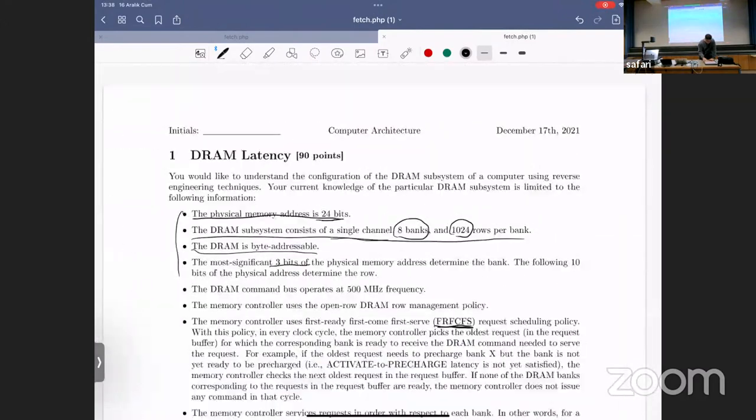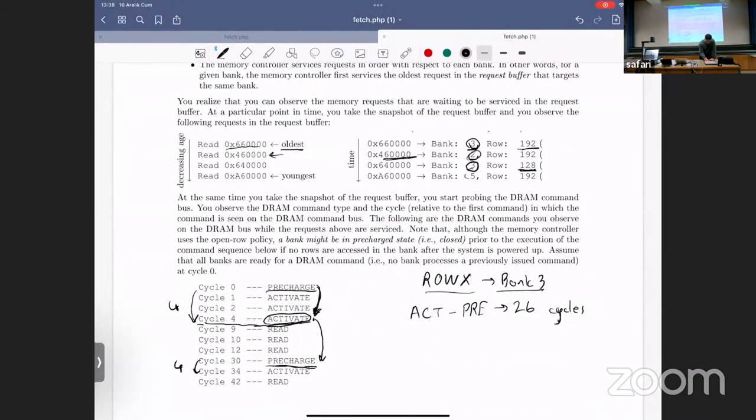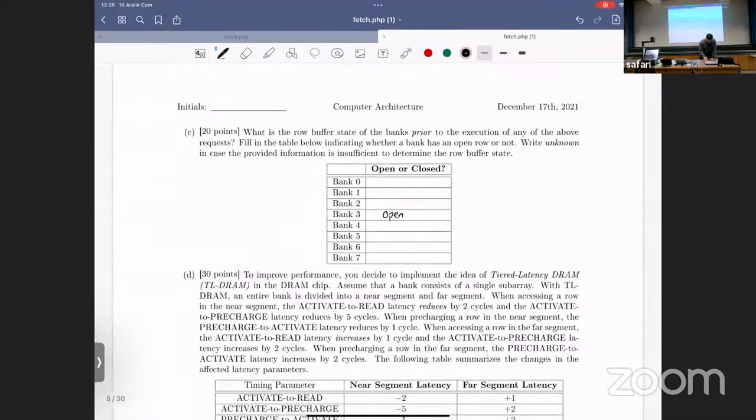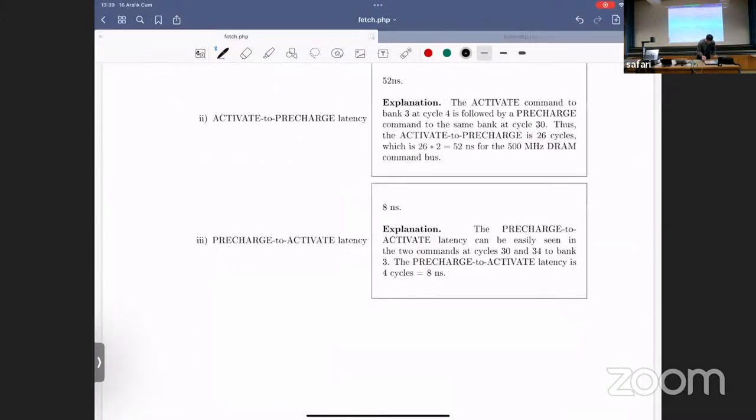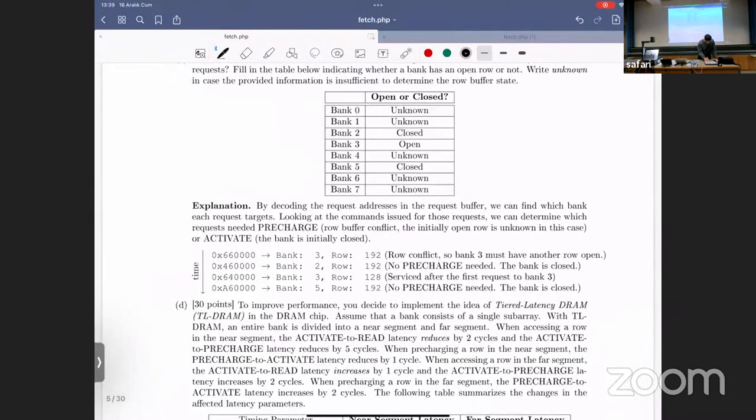We also know that the other banks here, 2 and 5, they're closed because we didn't send any precharge commands before sending the activates for them. So 2 and 5 are closed. And we have no idea about the rest. And these are unknown. Yeah, any questions here? Let me double check with the answer sheet, actually. Yeah. So unknown, unknown. Bank 2 is closed. Bank 5 is closed. Bank 3 is open, and the rest are unknown.